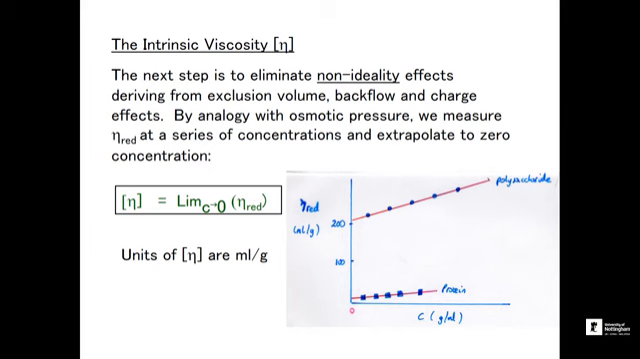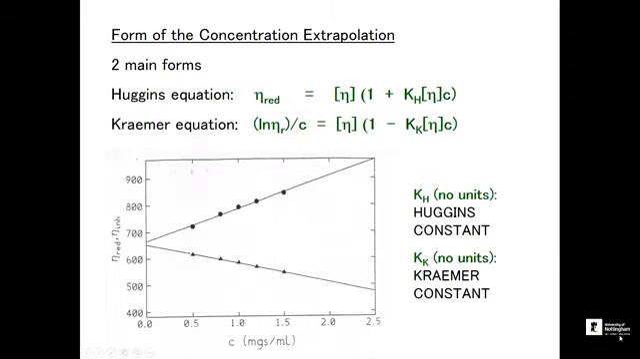Scientists always like to do things better. So an improvement on this measurement at a series of concentrations, extrapolating back to zero, is they have this double extrapolation now. The conventional extrapolation of the reduced viscosity back to zero is known as the Huggins equation approach and is given by this equation here.